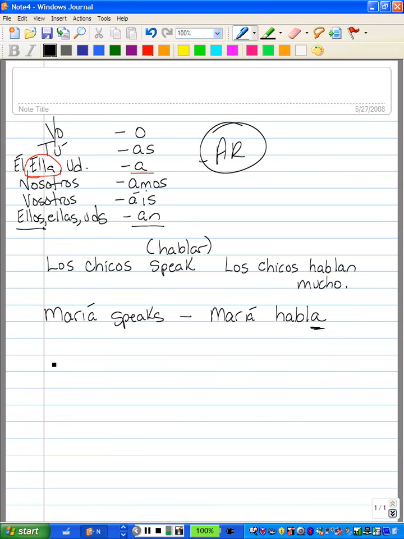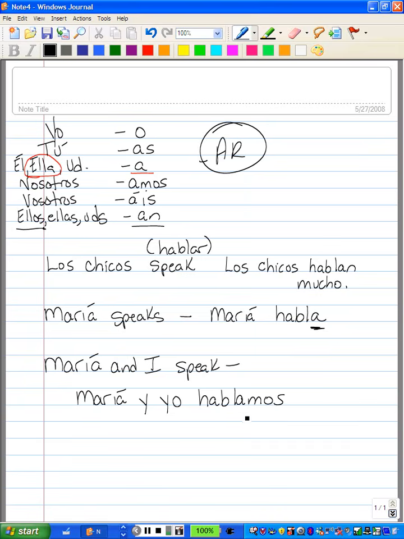Or if you want to say Maria and I speak, what you would say there is Maria y yo hablamos. Why is it hablamos? It's hablamos because when you say Maria and I, it's the same thing as saying we. We ends in AMOS with a verb that ends in AR.